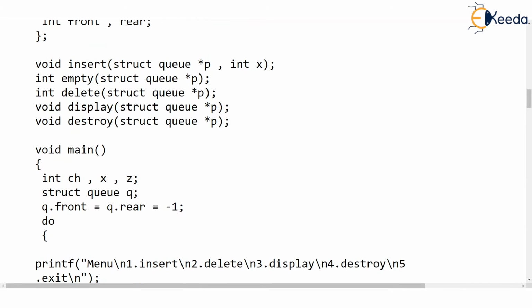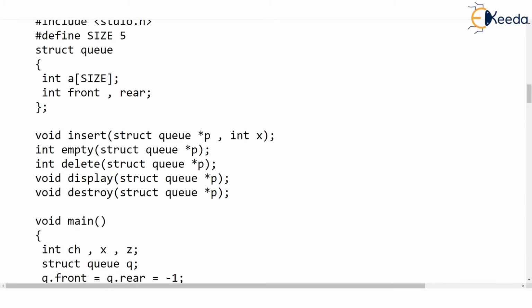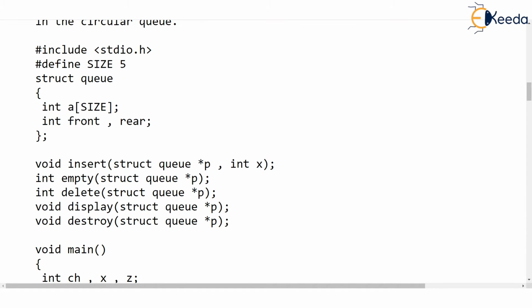Well, above main I have declared all the functions. Now these declarations are important because I have defined all these functions below main. And as you all know, if the definition of the function is below the call, below the main, then declaration has to be done above. So all the declarations have been done.